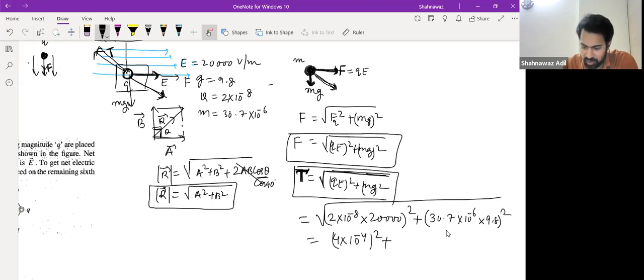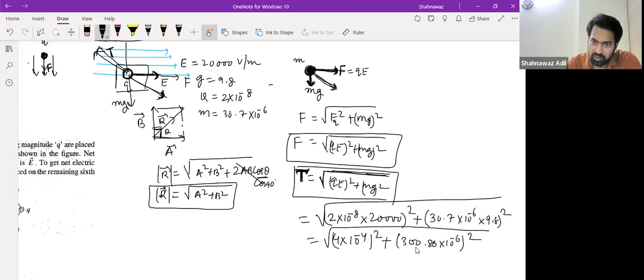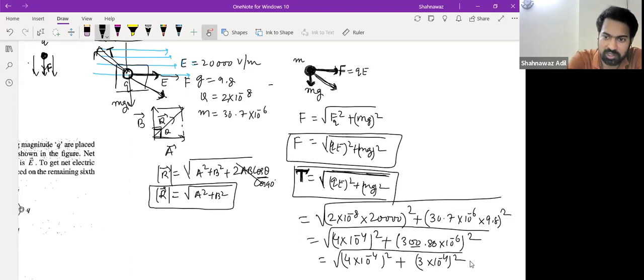So 30.7 into 9.8 is 300.86 into 10 to the power minus 6, and square. Right, so this is nearly 3. Okay, so this is 4 into 10 to the power minus 4 square, and this is nearly 3 into 10 to the power minus 4 square. Right, so I am just approximating these values.